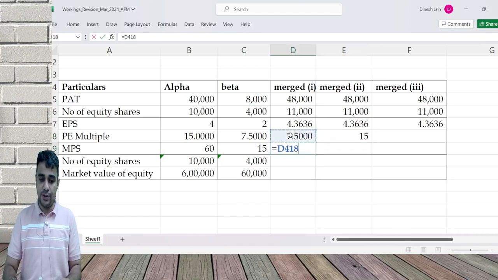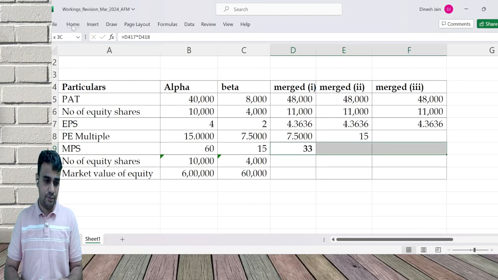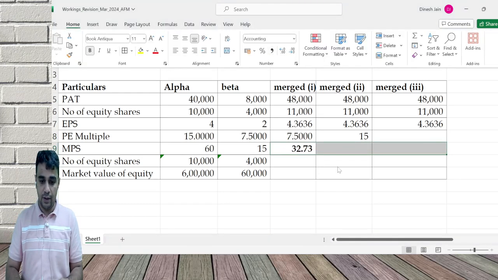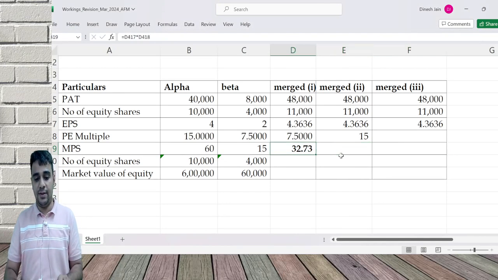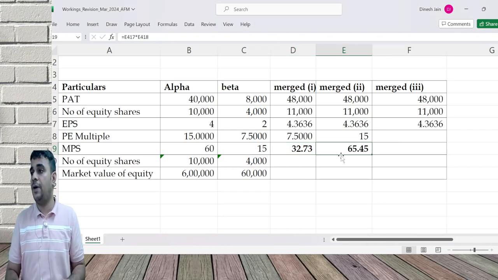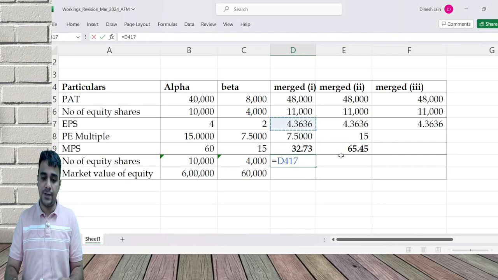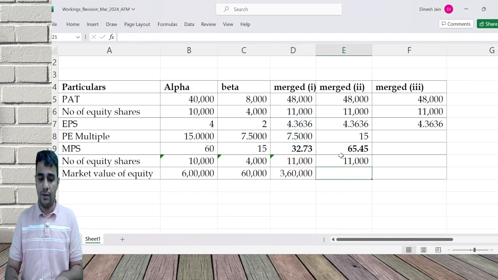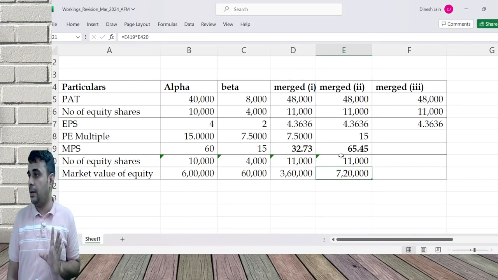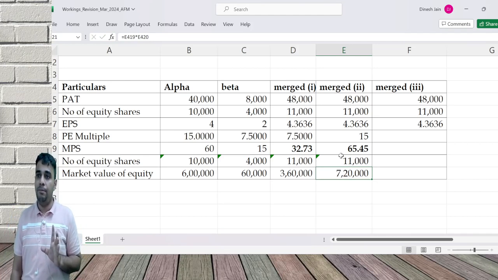So NPS is going to be 32.73, 65.45. Number of shares is 11,000. Value is nothing but PAT into P multiple.